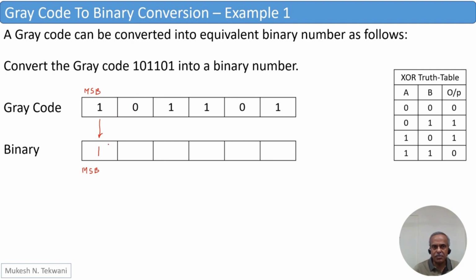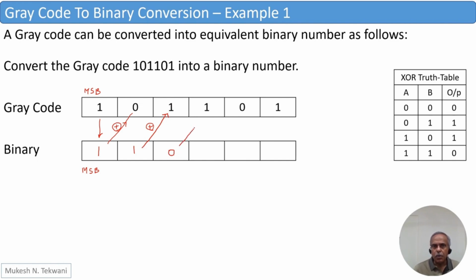So we will take this value and we'll XOR it with the next bit of the gray code. So 1, we'll XOR it with 0. So that will give us 1. So this is the XOR operation that we are seeing here. 1 XOR 0 is 1. Again, this 1 XOR with 1 will give us 0, because we saw that when both the bits in an XOR operation are identical, then the output is 0.